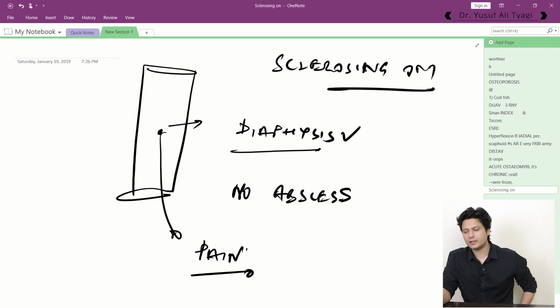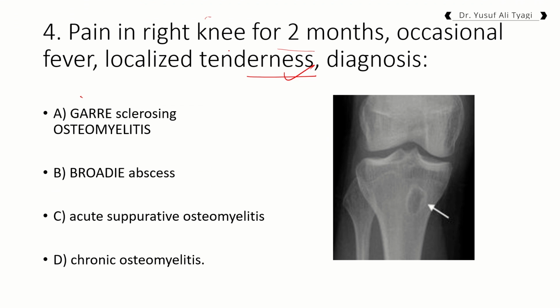So this is the condition which is known by the name of Garre's sclerosing osteomyelitis. So these are the four categories of the suppurative or infective conditions of the bone. Now if we go back to the question, what they were asking is the pain in the right knee for the last 2 months.